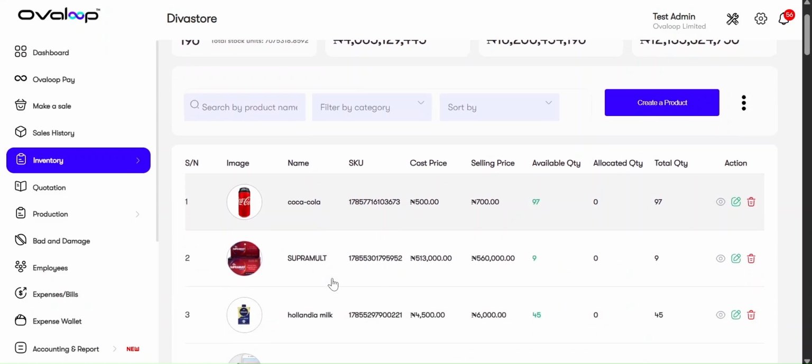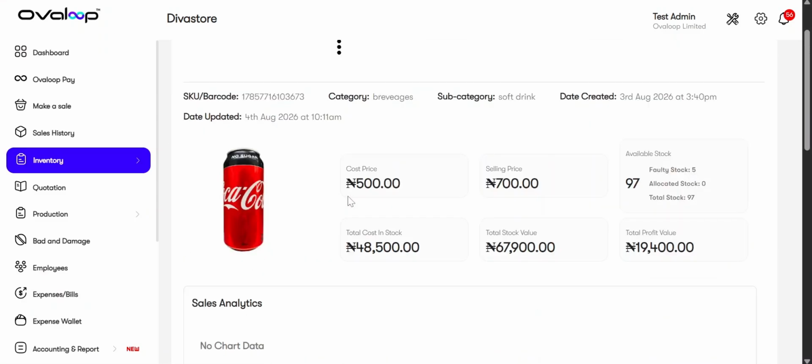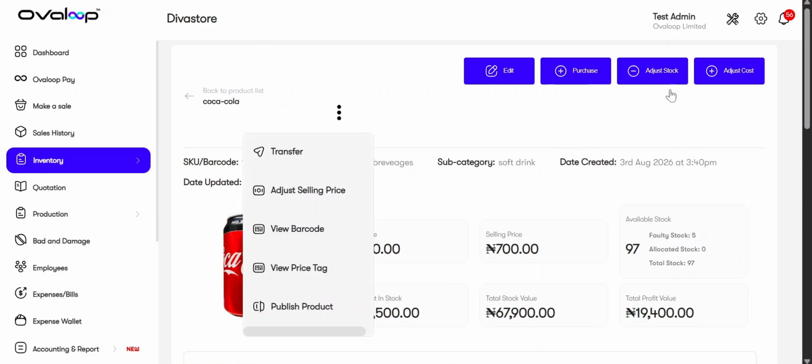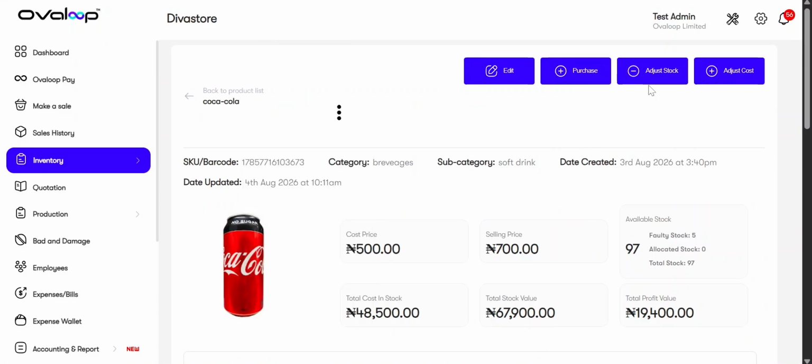Open the product you want to update. See this. And here I have adjust stock and I have adjust cost. Adjust stock changes the quantity of items you have in stock, while adjust cost changes the cost price of those items. These are separate functions designed to keep both your inventory quantities and product cost accurate.